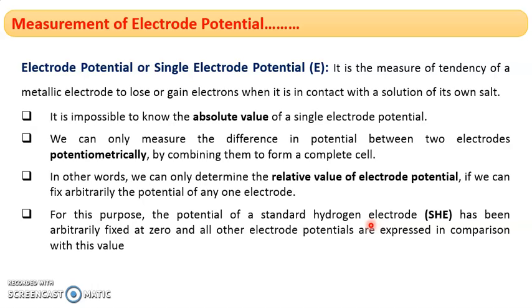Or we can also use the Calomel electrode as the reference electrode. Its electrode potential must be known to us. The Calomel electrode potential depends on the concentration of potassium chloride used in that Calomel electrode. So we can find out the electrode potential of the given electrode by connecting it to a reference electrode whose electrode potential is known to us.